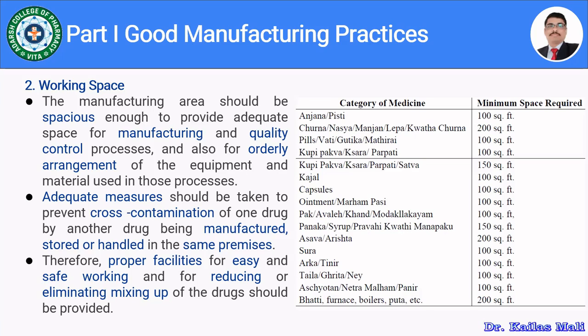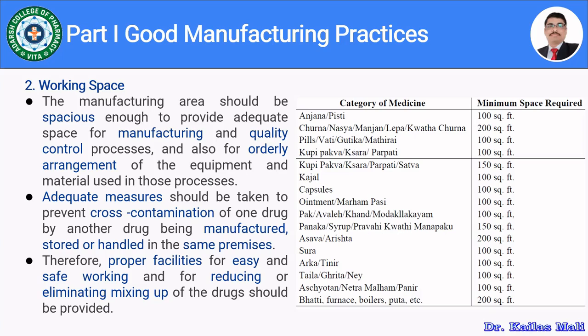So the very first one, Anjana and Pisti, should be provided with an area of 100 square feet. For the Churna, Nasya, Manjan, Lepa, Kwatha, and Churna, a space of 200 square meters should be provided. Then Pils, Vati, Gutika, and Mathirai, a space of 100 square feet. Then Kupi, Pakwa, Kasara, and Parpati, approximately 100 square feet should be provided for the manufacturing. Then Kupi, Pakwa, Kasara, Parpati and Satwa, approximately 150 square feet. Then Kajal, 100 square feet, capsules, 100 square feet, ointment, Maram Pasi, 100 square feet. Then Pak Avleva, Khan, Muda Kallakayam, approximately 100 square feet.